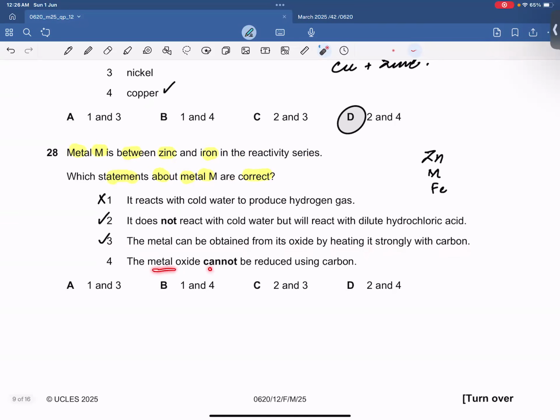The metal oxide can be reduced. So the second and third statements are correct, and therefore C is going to be the right answer. I repeat again, those metals which are lower in the reactivity series, if we make oxides of those metals, they can easily be reduced with carbon on heating, right? Just remember that. Metals which are higher up in the reactivity series, their oxides cannot be reduced with carbon.